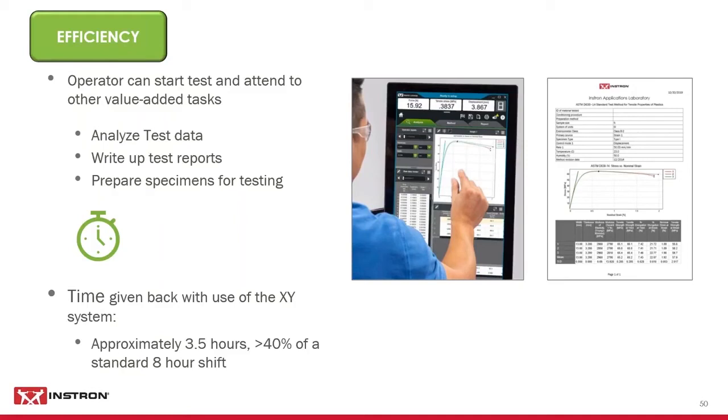Based on the benchmark data discussed in the last slide, in addition to increasing lab throughput by 46%, over the course of an 8-hour shift, the operator will gain 3.5 hours of time back that would otherwise be spent in front of the system manually running tests.